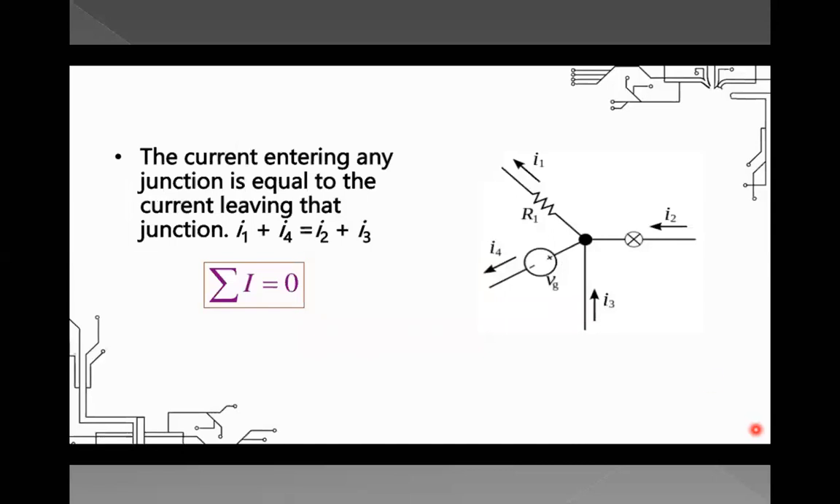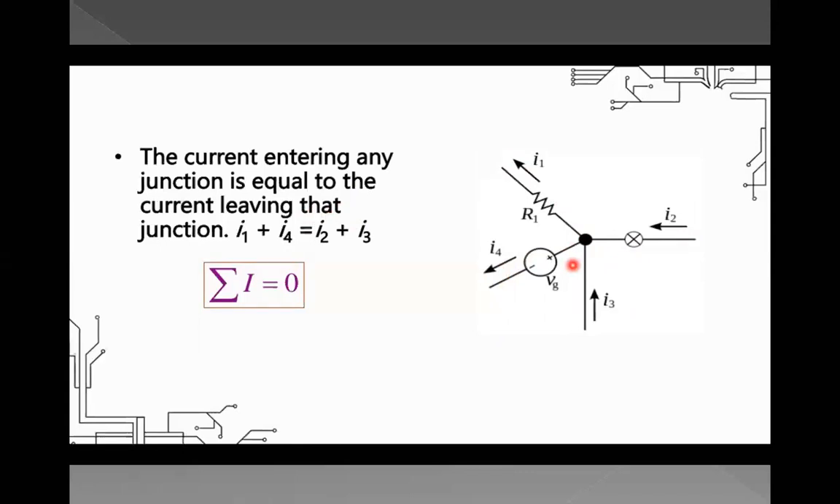Now if you see this, we have taken this point as a node or junction. So this current is flowing towards the junction, whereas this current is flowing away from the junction. This is again away from the junction, and this I3 current is flowing towards the junction. I1 is away, I2 is towards the junction, I4 is away, and I3 is towards the junction. So the current entering any junction is equal to the current leaving that junction. What does that mean? It means the algebraic sum of all the currents at this particular junction.